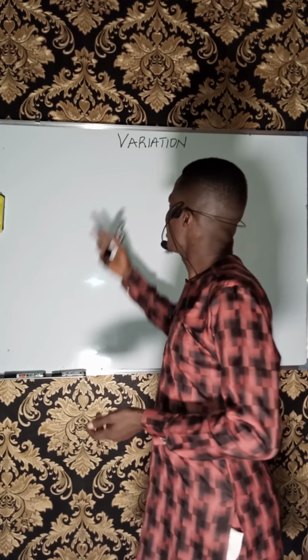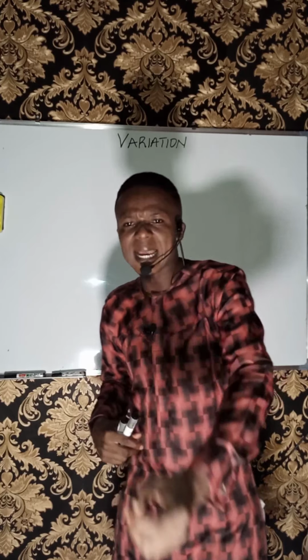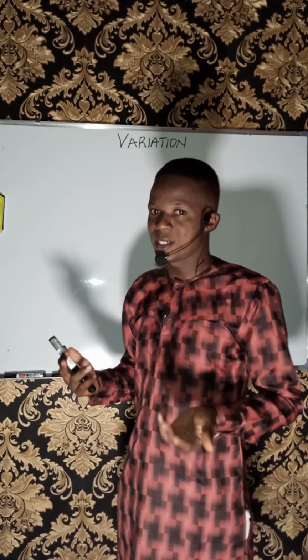When we talk about the term variation in mathematics, we simply mean the kind of relationship that exists between two or more quantities. It cannot just be two; sometimes it can be more than two quantities. It is a relationship such that a change in one quantity will bring about a corresponding change in the other quantity. When this happens, we say that there is variation.